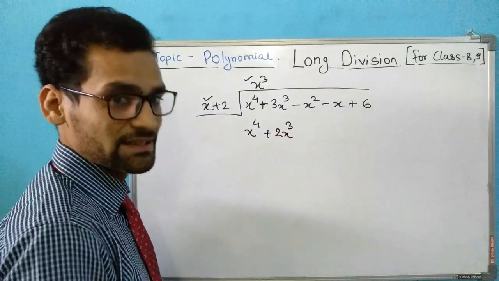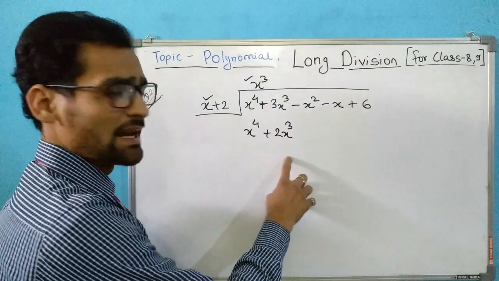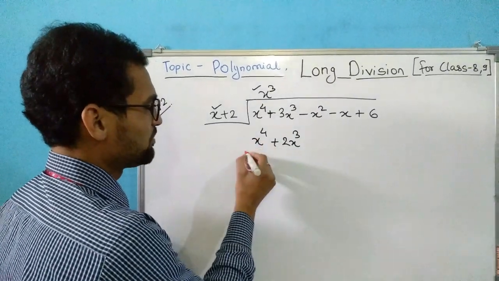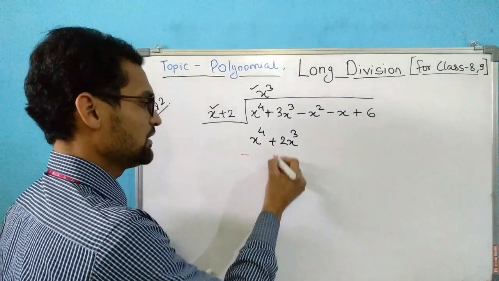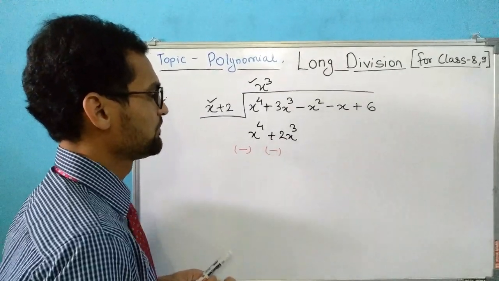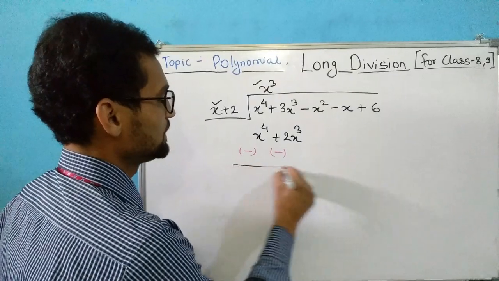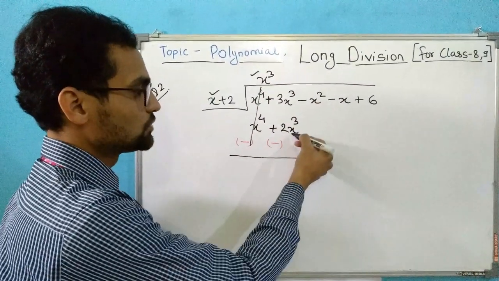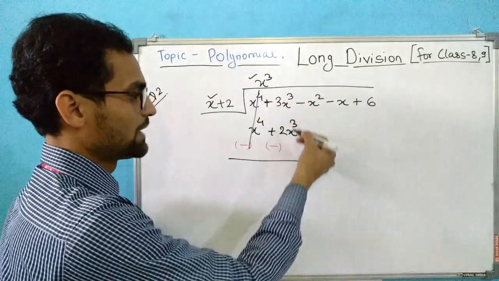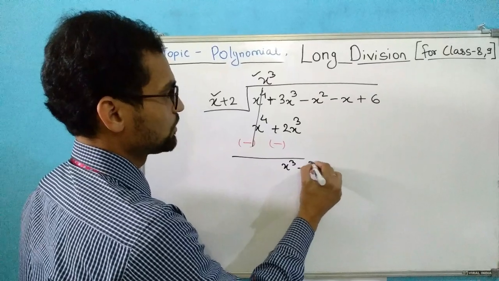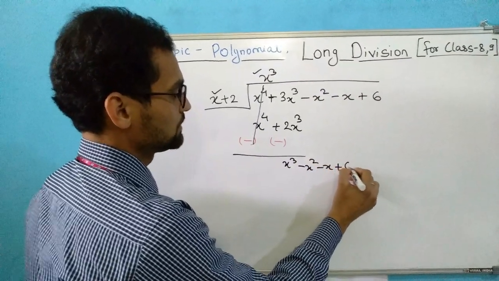Okay, now we'll change the sign, क्योंकि हमें यहाँ पे इसको हटाना है तो सब्ट्रैक्ट करना पड़ेगा. So we have to change the sign. It is positive, so we'll convert that into negative. This is also positive, this will be negative. Okay, now this will cancel out, first term will cancel out. This is 3x cube minus 2x cube. 3x cube minus 2x cube is x cube. Rest we have minus x square minus x plus 6.